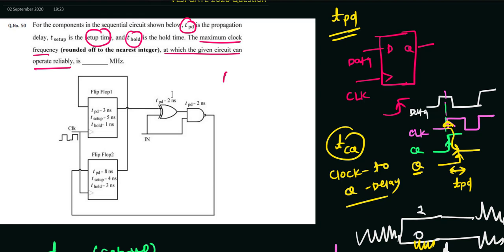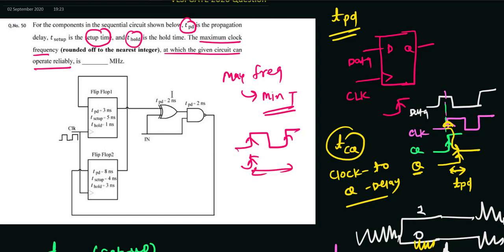We need to find the maximum frequency. Maximum frequency means minimum time period. So we need to find the minimum time period for the clock at which we can operate this circuit. What is the minimum time period which I should give? That means once you change this clock, after what time can I apply the second clock edge? This is what my time period is. So this is the minimum time period I need to find. Let us first analyze this circuit.